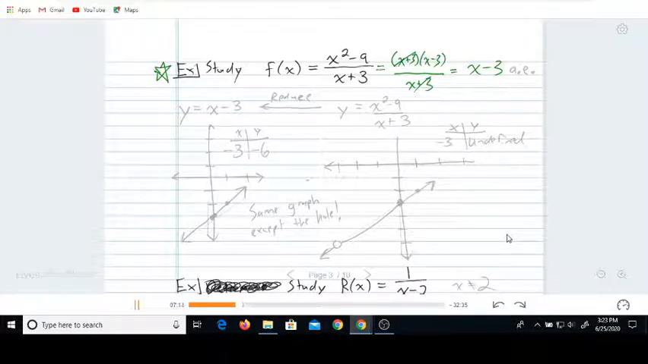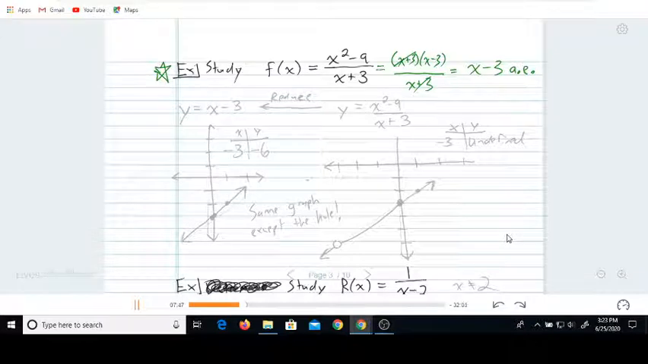However, this isn't exactly true. These are not equivalent. Notice, in the original function, I cannot input negative 3. I'll get division by 0. But in the reduced form, if I plug in negative 3, I get negative 6. We have a contradiction there. These two technically aren't equal. They are equal AE. So what that AE stands for is almost everywhere. So these two are equal almost everywhere.